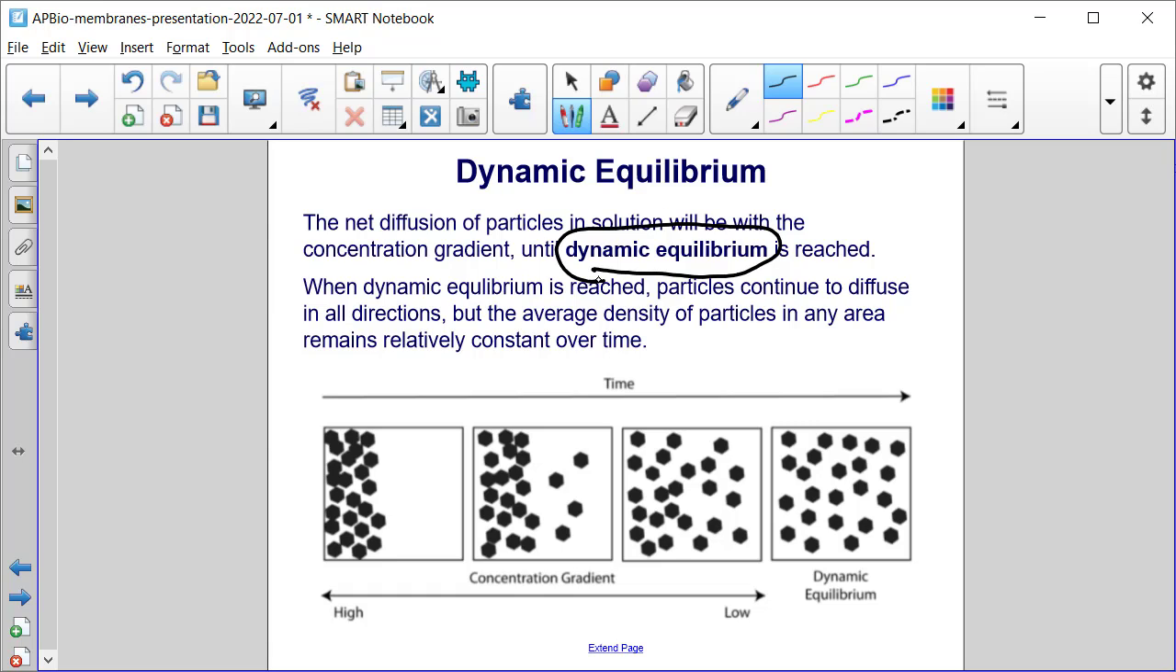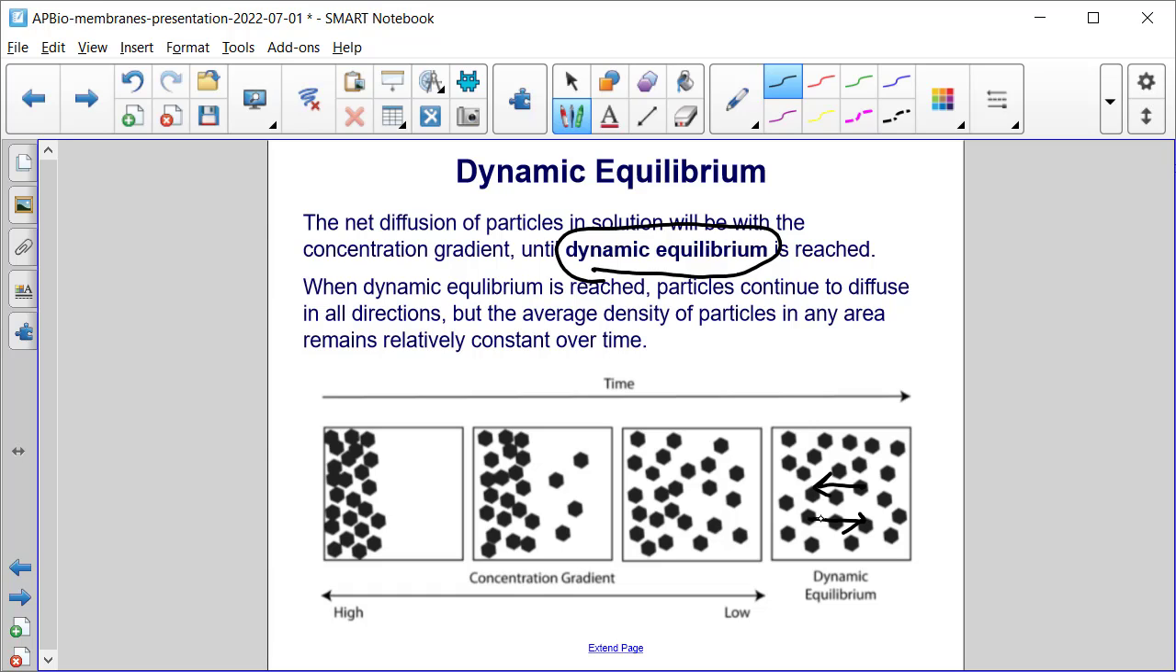So particles will move from an area of high concentration to low concentration until the particles are evenly distributed throughout. And now the particles don't stop moving here, right? One of these particles may move this way, but at the same time, a second particle is moving in the opposite direction.